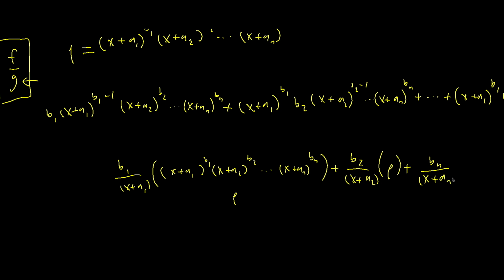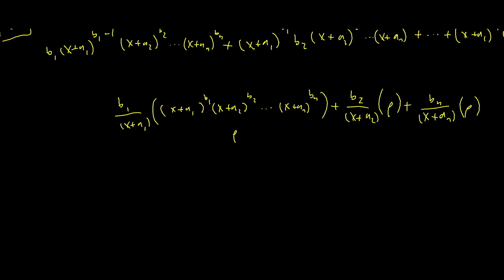X plus n times p. So let's factor out the p, and then we get a sum like this. You can factor out the p out of every term. So we get p times the sum of bi over x plus ai, where i is from 1 to n.